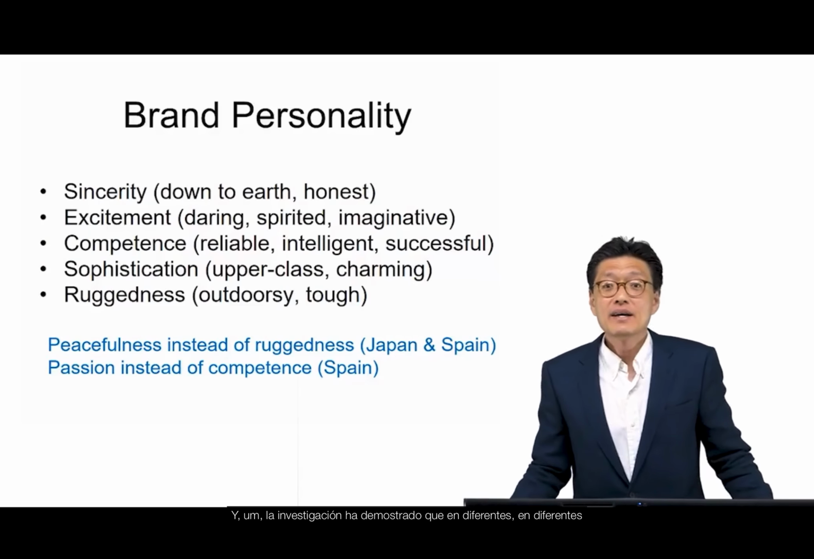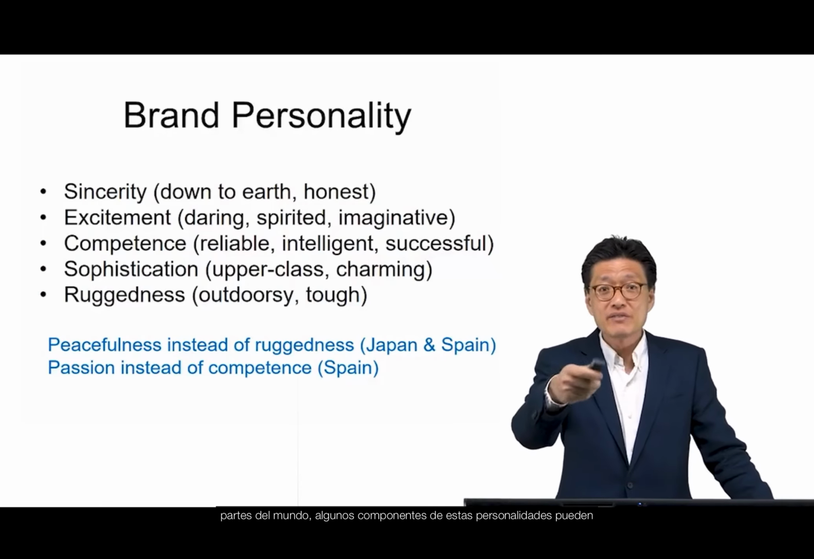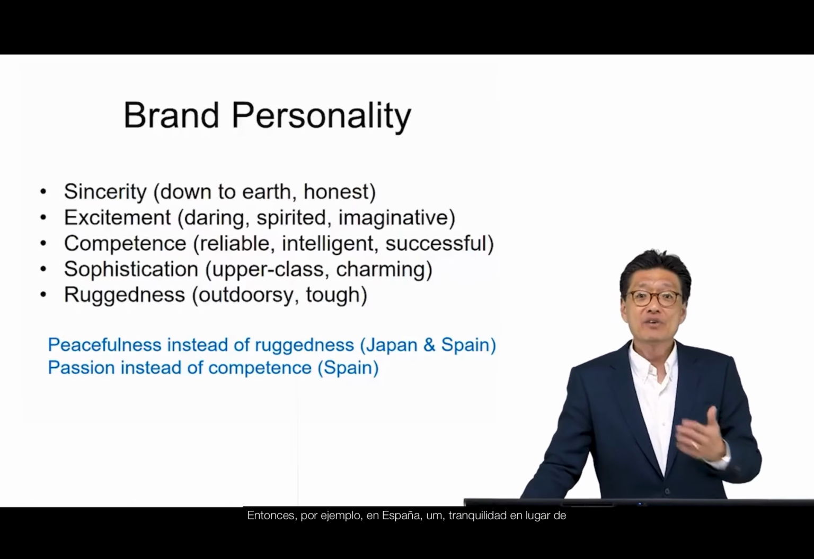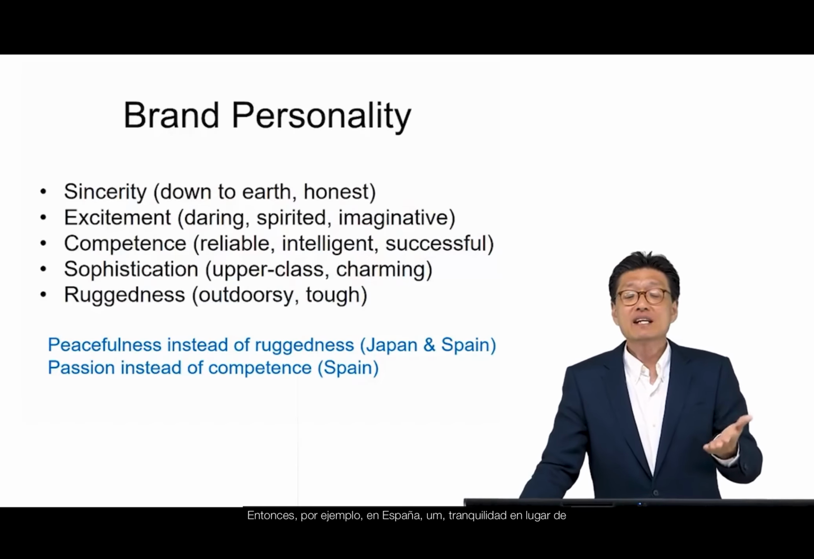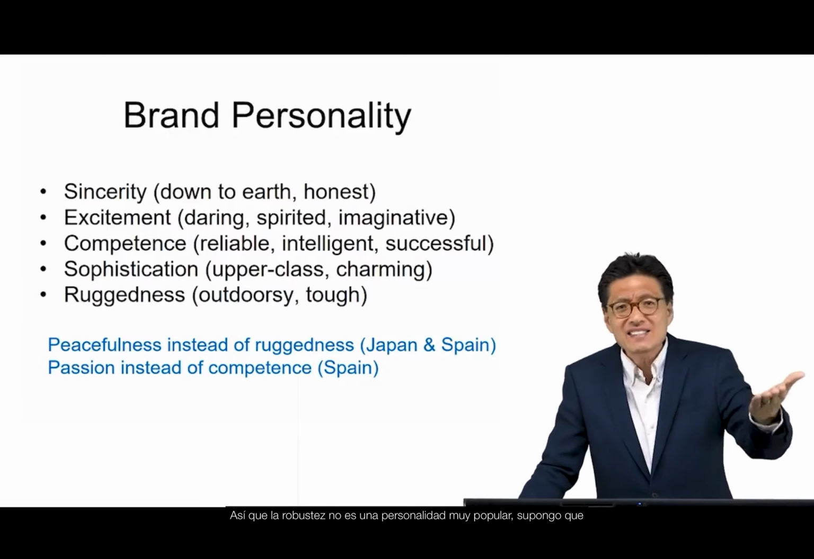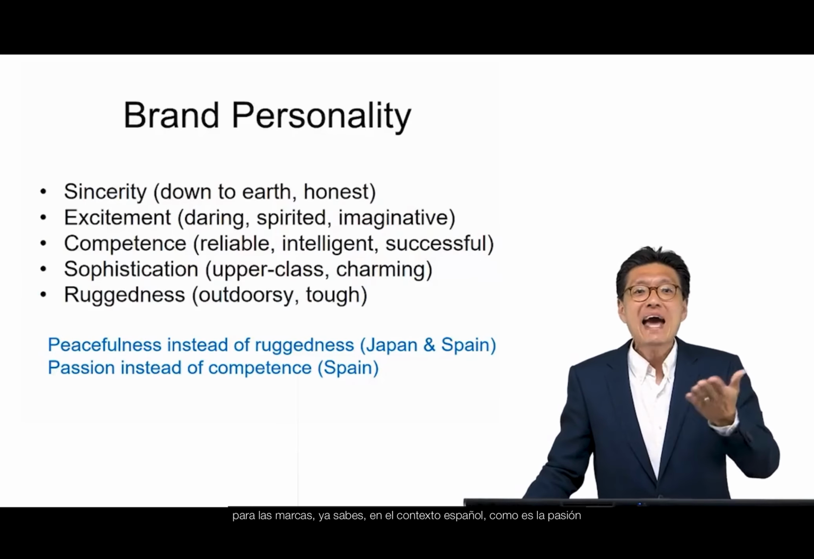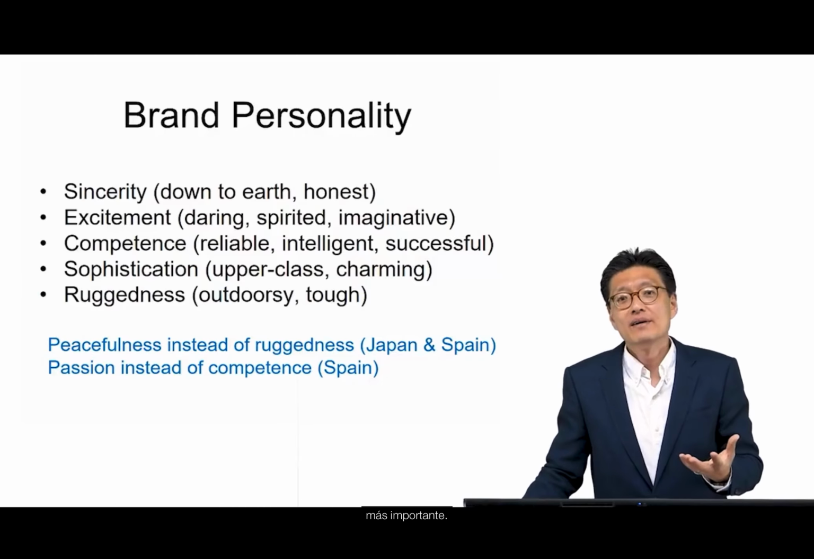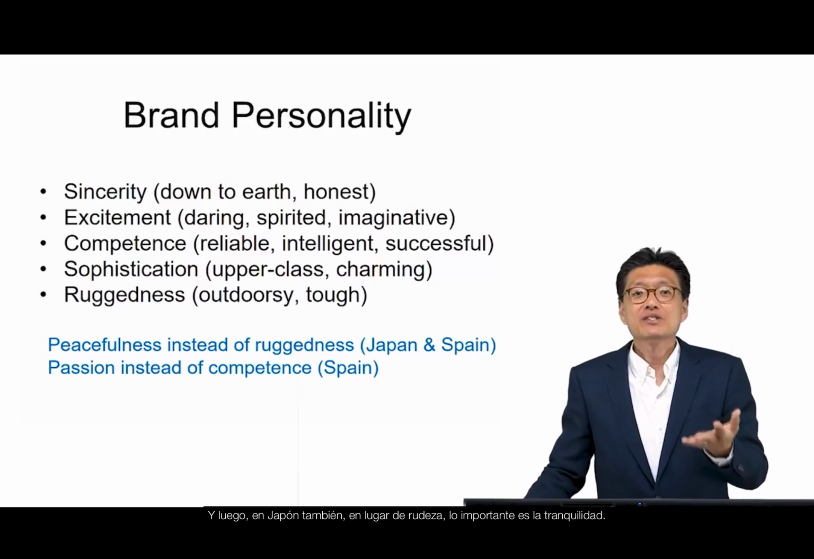And research has shown that in different parts of the world, some components of these personalities can be replaced with other personalities. So for instance, in Spain, peacefulness instead of ruggedness. So ruggedness is not a very popular personality, I guess, for brands in the Spanish context. As is passion instead of competence. So instead of competence, passion is more important. And then in Japan as well, instead of ruggedness, peacefulness is important.